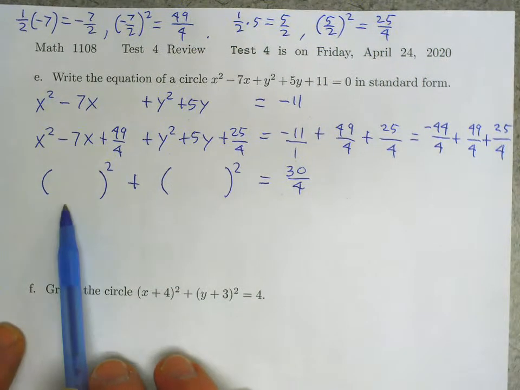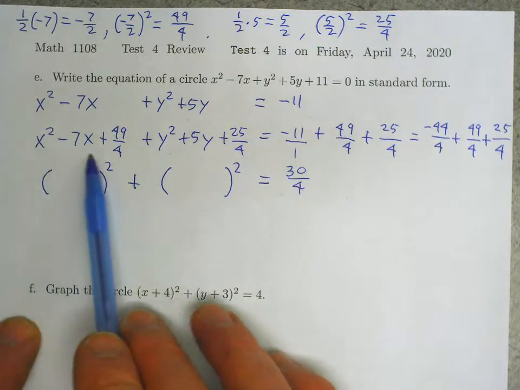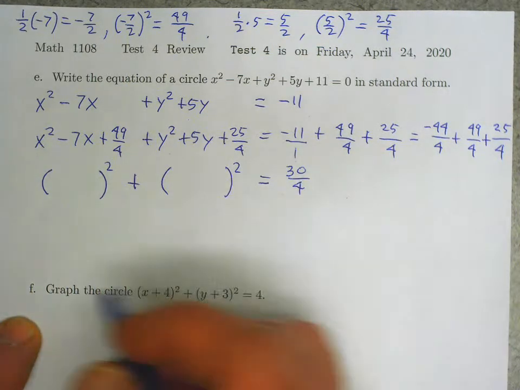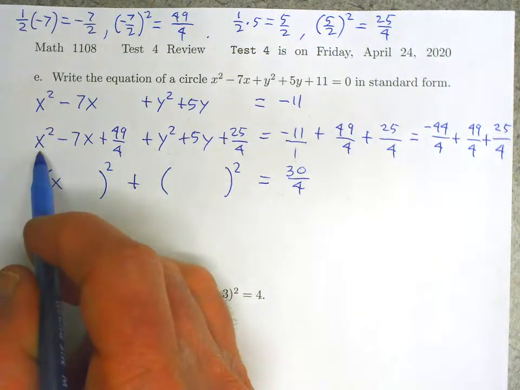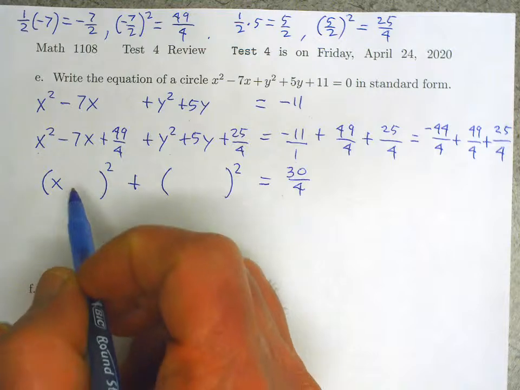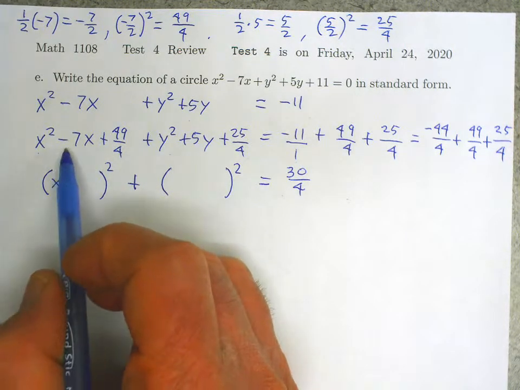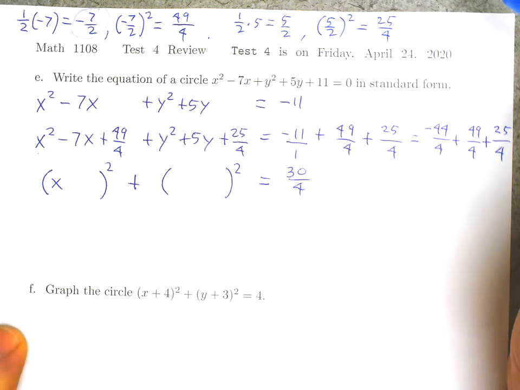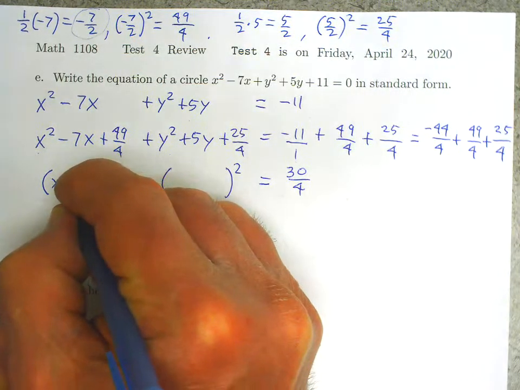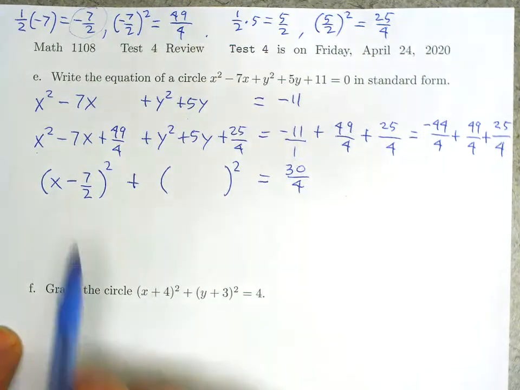Okay, but how do we know what binomial to square to get x squared minus 7x plus 49/4? We know the binomial has to have an x in it because x times x is x squared. The number that follows x is the same number we got when we took 1/2 of -7. So 1/2 of -7 is -7/2. So that means we write x minus 7/2 quantity squared.